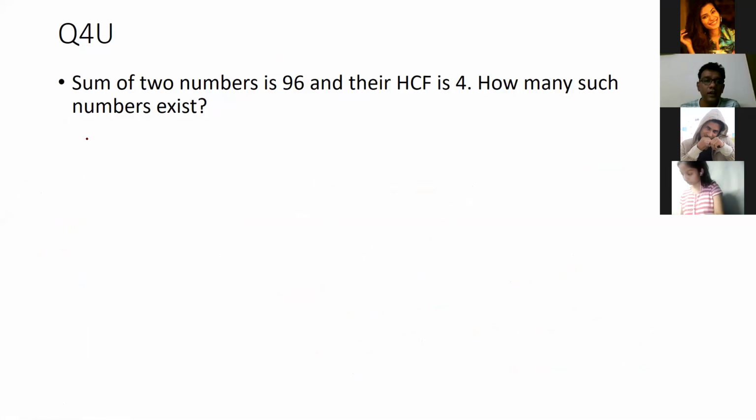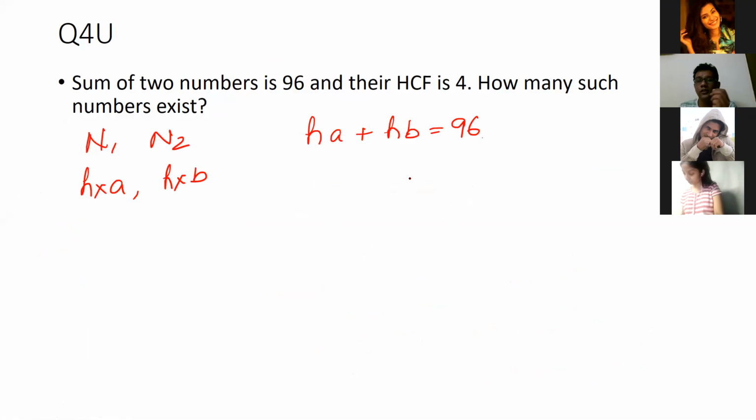So if your number is N1 and N2, you will say your numbers are H into A and H into B. Then you're going to basically say that H into A plus H into B is 96. Now this is the place where you can take the H common out, because you're not multiplying it, you're adding. So H becomes a common factor between A and B. Right? And that's 96. Now what is H?